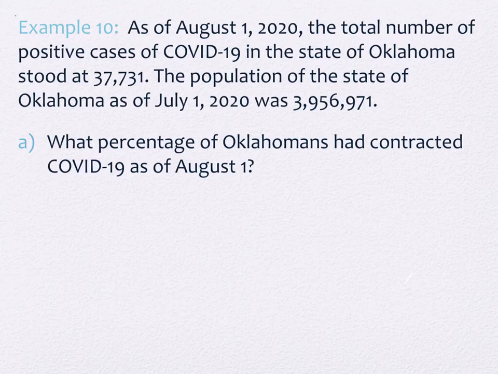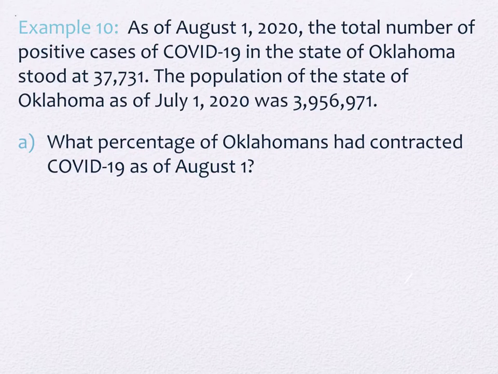Yeah. All right, so let's take a look at some examples, a problem with a few parts to it about COVID. So I created this in the end of the summer, so my data is already dated. Dated data. All right, as of August 1st, 2020, the total number of positive COVID-19 cases in the state of Oklahoma stood at 37,731. The population of the state of Oklahoma as of July 1st, 2020, because I couldn't find anything closer at the time, was 3,956,971.